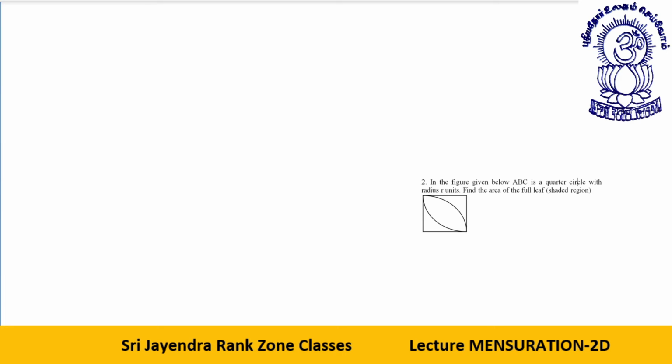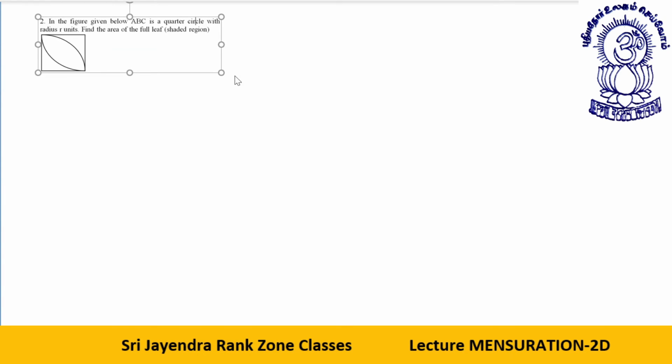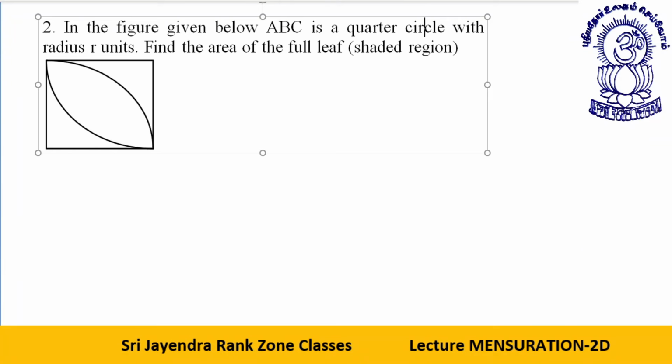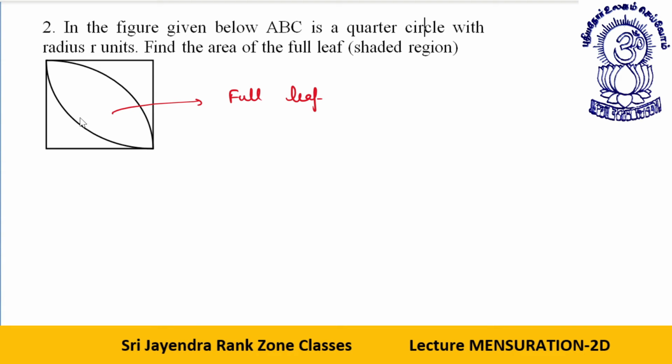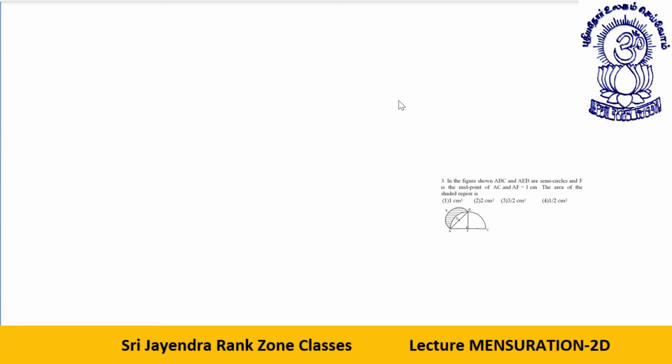Fine. The figure shown in front of you is a full leaf. In the given figure, ABC is a quarter circle with radius r units. Find the area of the full leaf. Okay. Now you have to find the area of the full leaf. So what is the area of the full leaf? The radius is r units. Okay. Let's say this is A, this is B, this is C. So area of full leaf is r square into pi by 2 minus 1.